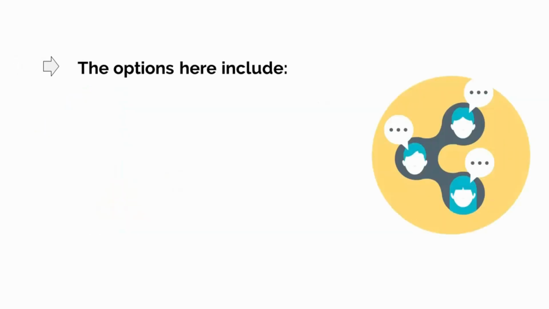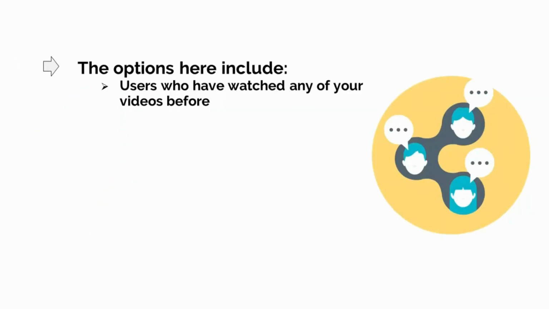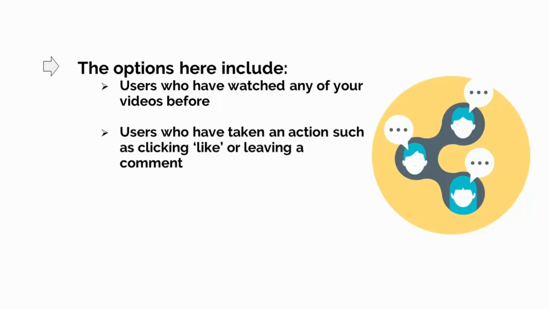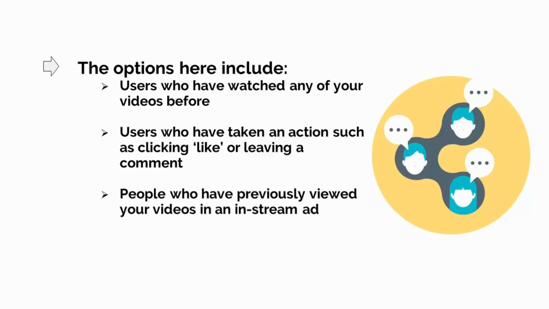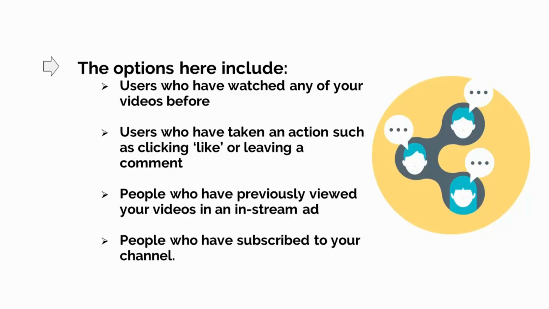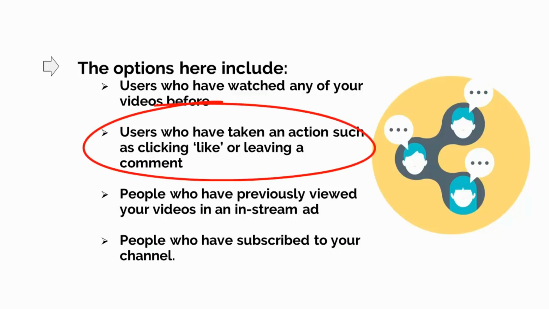The options here include users who've watched any of your videos before, users who have taken an action such as clicking like or leaving a comment, people who have previously viewed your videos in an in-stream ad, people who have subscribed to your channel. All these options are great, and again they vary in terms of their scope and how targeted they are. Going only for people who have liked or commented will significantly limit the number of people your ads are exposed to. But these are key and crucial people because they've shown a willingness to engage with your content, to actually listen to what you're saying, and to follow links.